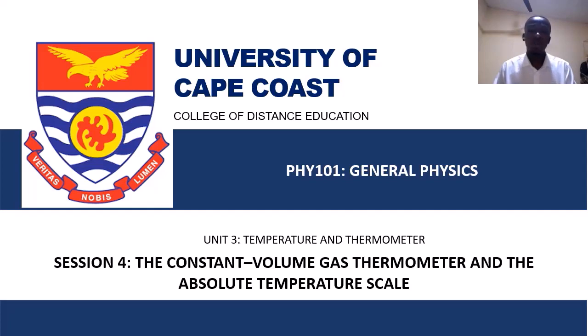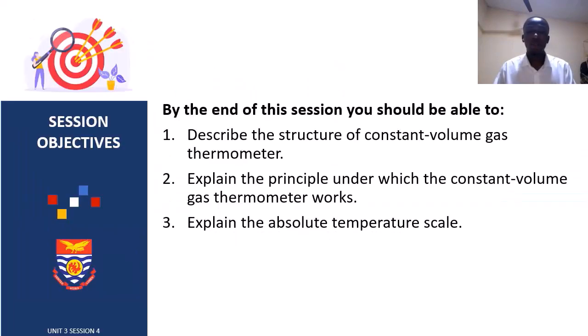Let's look at the objective of this. At the end of this session, we should be able to describe the structure of a constant volume gas thermometer, to explain the principle under which the constant volume gas thermometer works, and lastly, explain what an absolute temperature scale is.